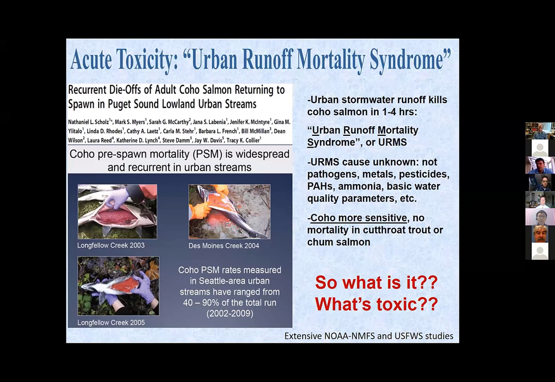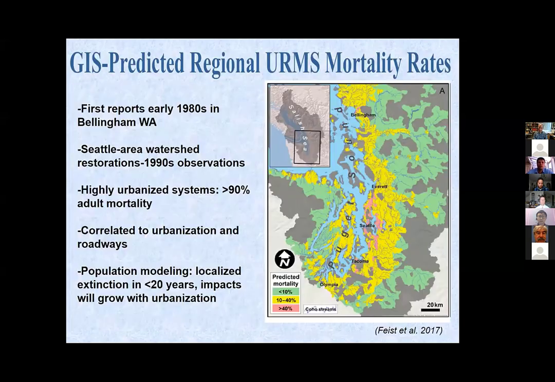It's not pathogens, it's not metals, it's not pesticides, it's not pH, it's not ammonia, not dissolved oxygen, none of these things. What's also really interesting and something I want you to remember is that the coho salmon seem to be the most sensitive salmonid. These coho salmon die in the exact same storms where cutthroat trout and chum salmon, which can also be present, survive. So it's an issue of disproportionate sensitivity and something in the water driving water quality impairment.